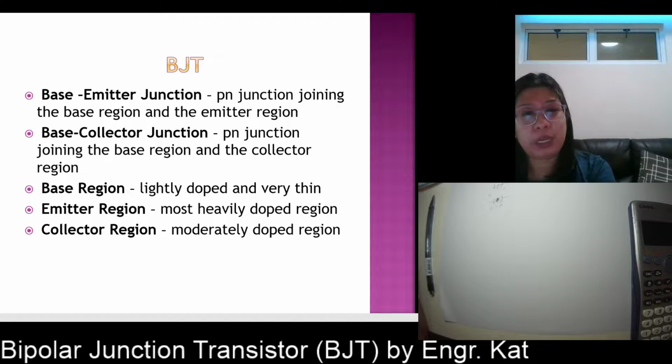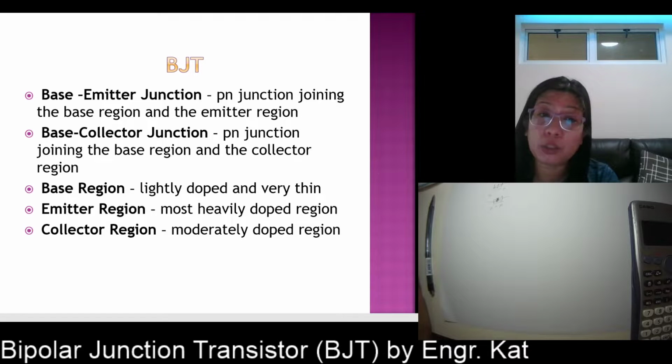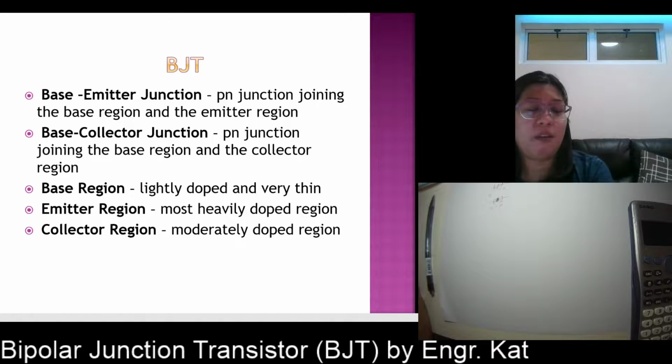So you might be wondering, since they are made up of the same material, can we use the collector as the emitter and vice versa? Can we use the emitter as the collector? So the answer is no, because even though they are made up of the same material, the doping differs. Okay, so what do we mean by the doping? Doping has something to do with the resistivity of that region. So doping is inversely proportional to the resistivity.